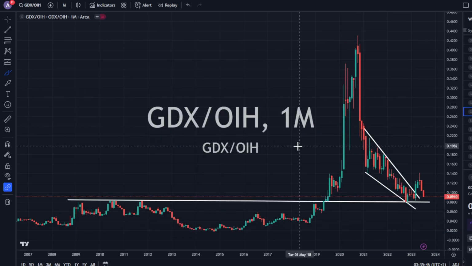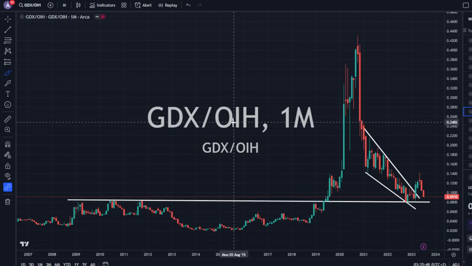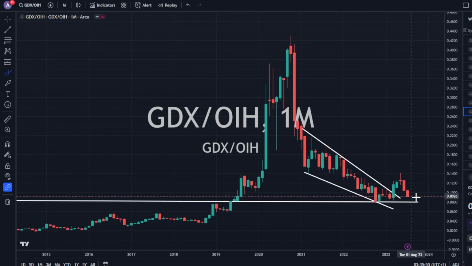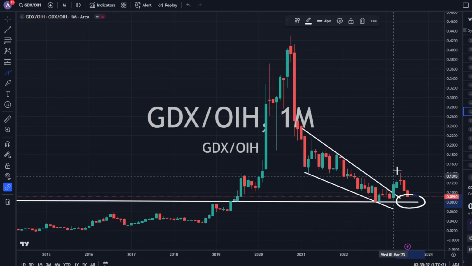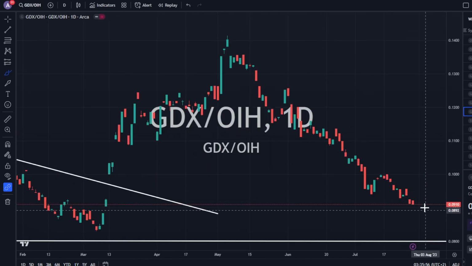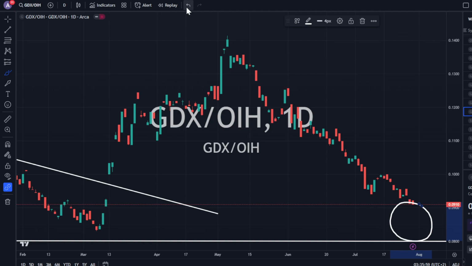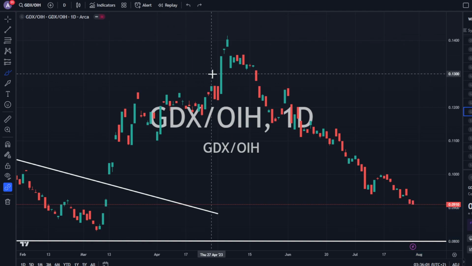GDX versus OIH. It actually looks good against OIH. GDX doing a retest move back here. We've broken out, doing a retest. We got to see it turn here, though. And maybe it's got some more downside to go, but still looks good.